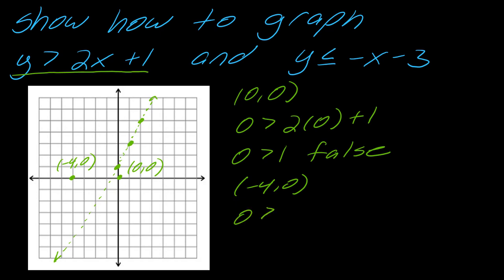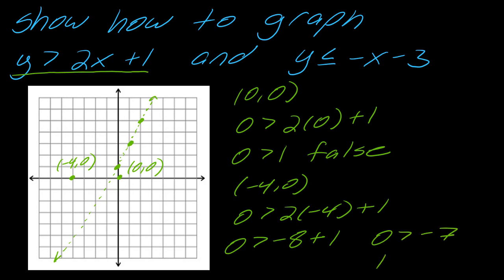So this is going to be 0 is greater than 2 times negative 4 plus 1. And this gives me negative 8 plus 1. So this will ultimately say 0 is greater than negative 7. So this is true. This is what I talked about in the other lesson about graphing linear inequalities. It's always going to work out that one side of this line ends up with a true statement and the other side ends up with a false statement. And the side that has the true statement, this side here, is the side that we really want to shade. Because if you choose any point on this side, it will work in this inequality.